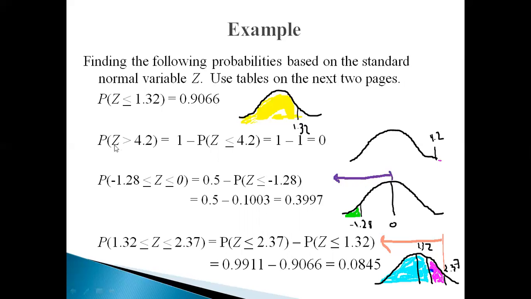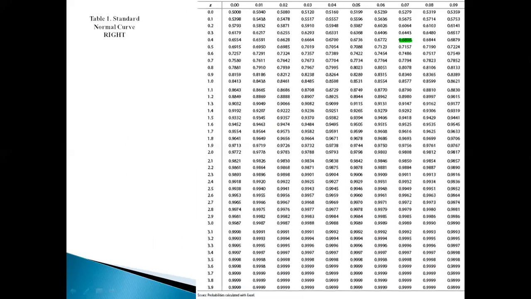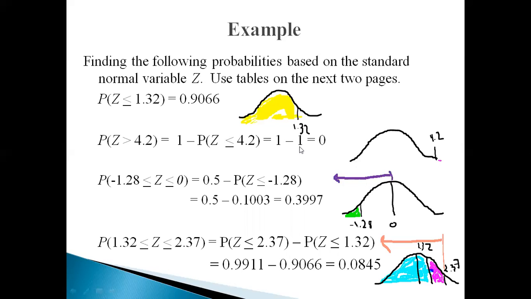Now what if we want the probability of z greater than 4.2? Well, we draw our graph, and 4.2 is way over here, and we want the probability that it's greater than right here. So we need to find the probability that it's less than or equal to, so basically everything over here, and subtract that from 1. If we look up 4.2 in the table, guess what? It's not here. That's because anything greater than 4 is equal to 1, so 4.2 is basically going to be a 1. So 1 minus 1 is 0, so the probability that it's greater than 4.2 is 0.